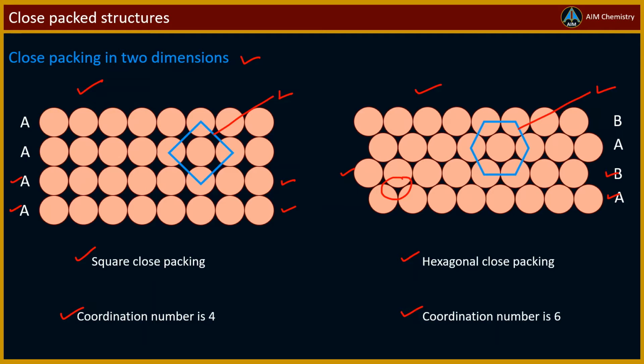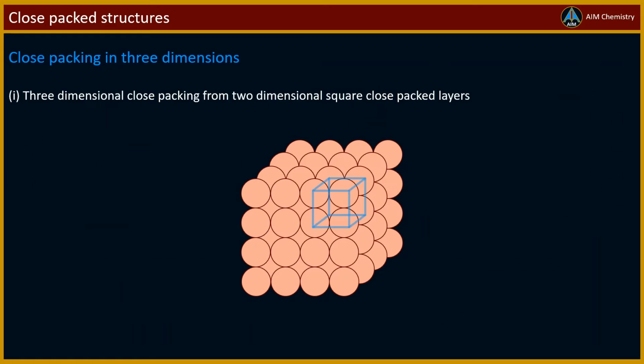This arrangement has less free space, and it is more efficient than square close packing. As shown in the figure, voids, that is the empty spaces, are triangular in shape and are of 2 types, pointing upwards and pointing downwards. Now let's see close packing in 3 dimensions. All real structures are 3-dimensional.